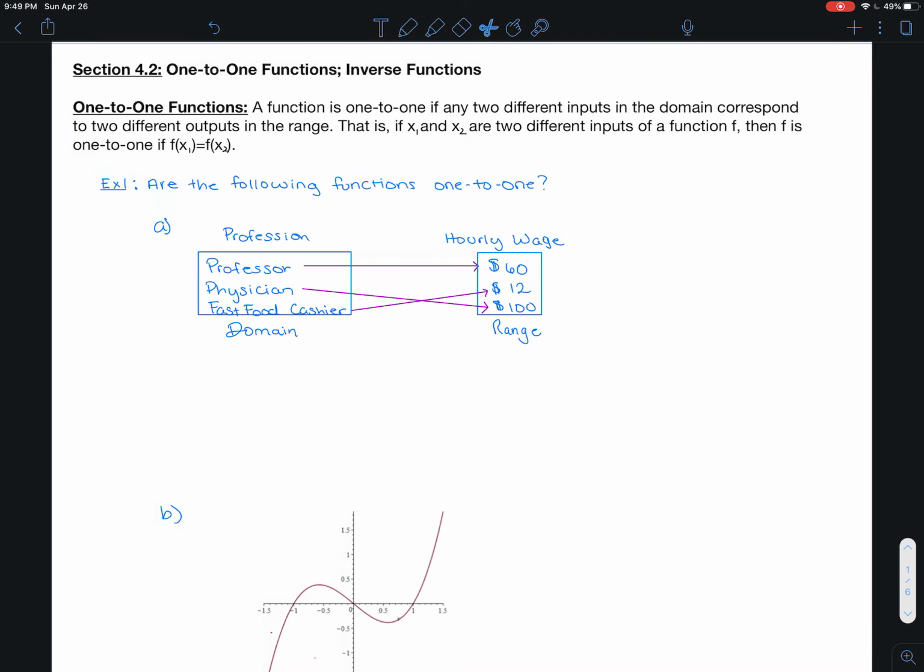For example, let's say professors make $60 an hour, but physicians also make $60 an hour. This is still a function, but it is no longer one-to-one because the 60 is mapping to two different professions. So in the original case, the function is one-to-one. For every domain value, there's exactly one range value and vice versa.